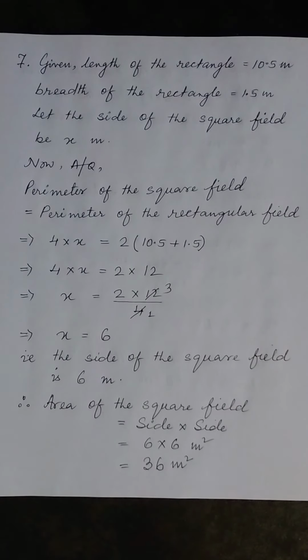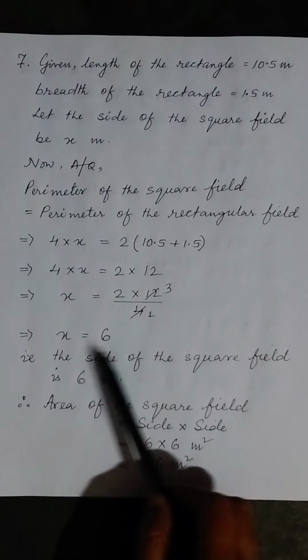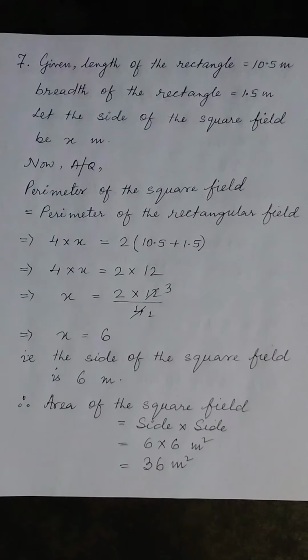Isn't it? Okay then. So in this way we have done. We have got the side of the square field is 6 meter. So your area of the square field accordingly side into side, that is 6 into 6 square, what? 36 square meter.